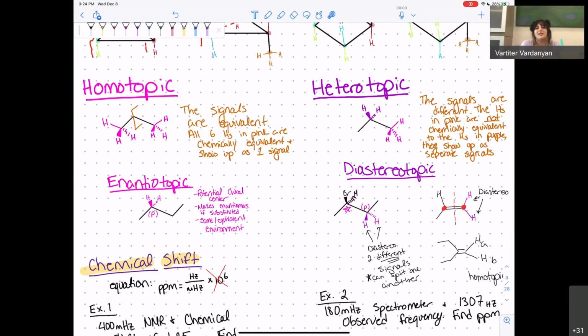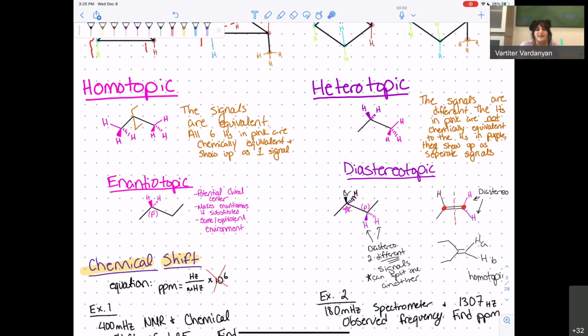Okay, so I think we're pretty much done with enantiotopic. If anyone doesn't know what a potential chiral center is, that basically just means that there are 2 unique groups and 2 hydrogens on the same carbon. All right, switching over to diastereotopic.